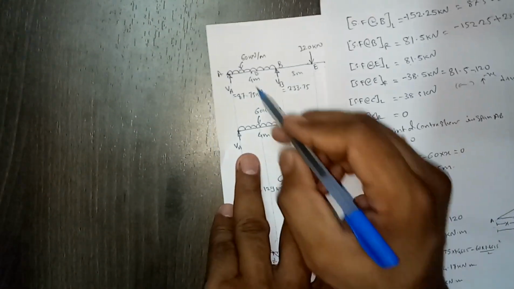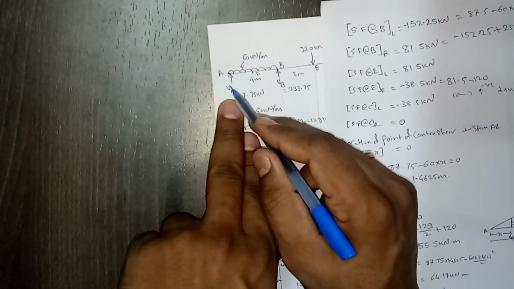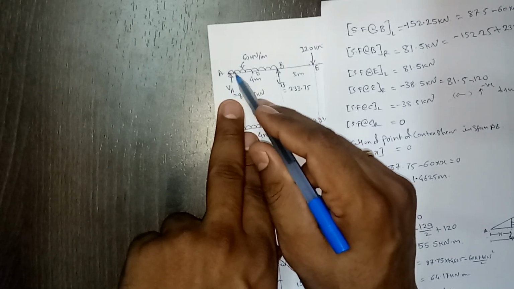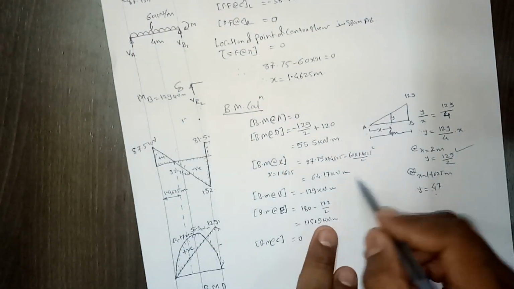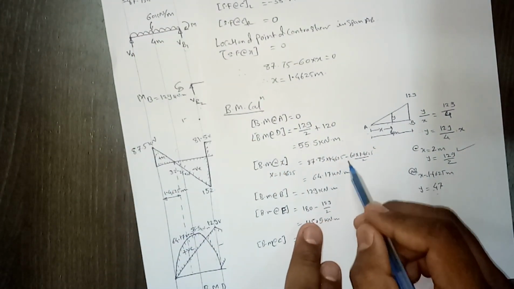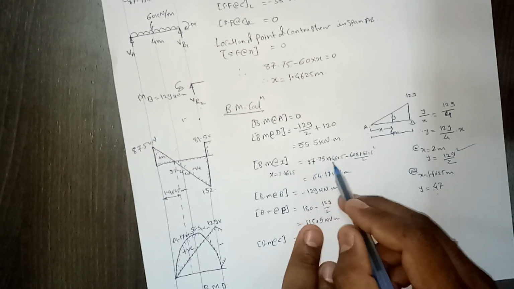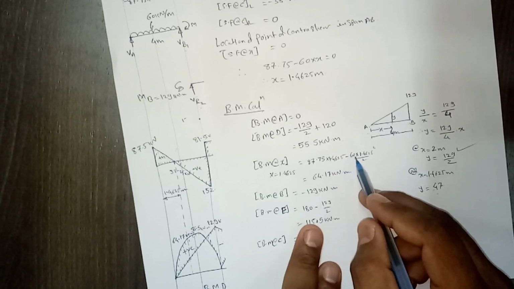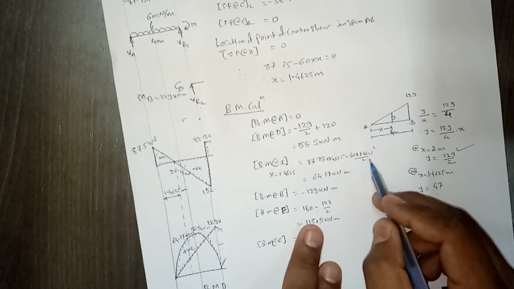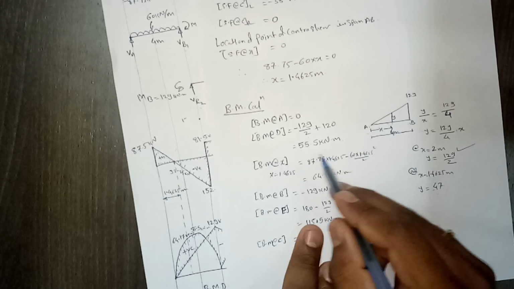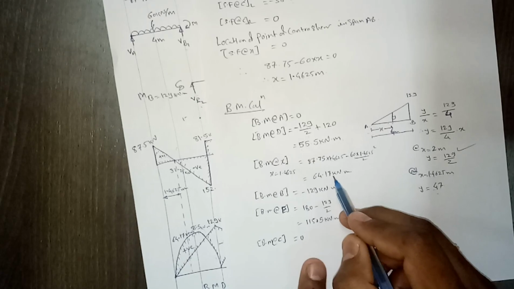We'll write down the equation. The equation will be the moment due to VA at x distance, and the moment due to this UDL at x distance, and we will substitute x as 1.4625. So the bending moment at x distance will be 47.75 multiplied by 1.4625 minus 60 into 1.4625 square by 2. This is the bending moment due to UDL, and this is the bending moment due to this VA force. So it comes out like 64.17 kilonewton meter.